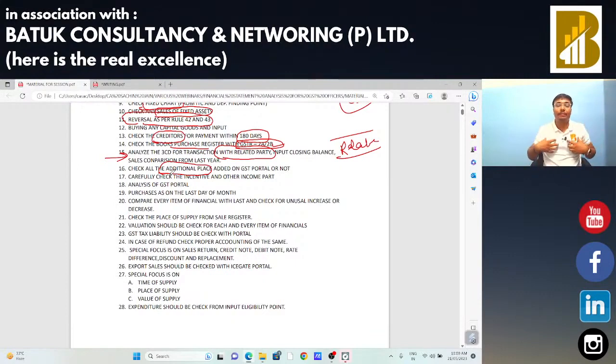Okay, this is our target, because the government has given us this job that we have to check all these things. So we need to do the same. Next, sir, check the incentive and other income part.